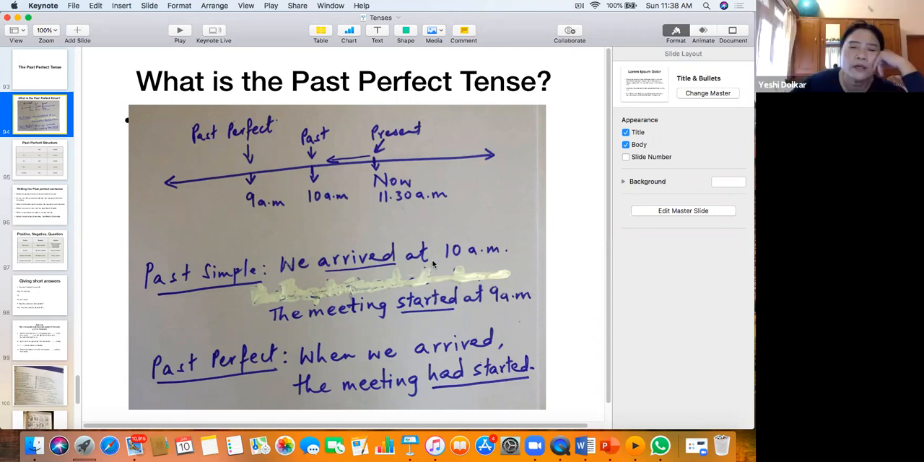Okay, so we arrived at 10 a.m. That's the first sentence, perfectly okay. Then we're talking about another past action in a different sentence.